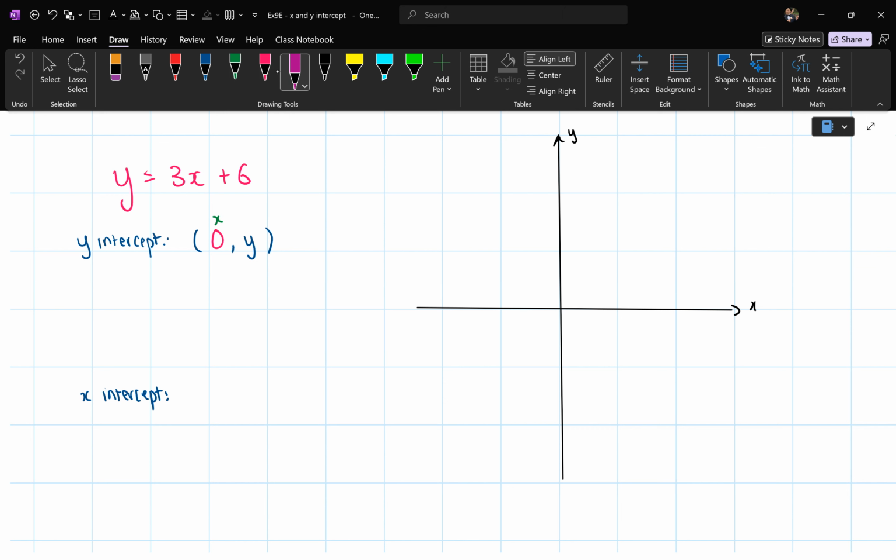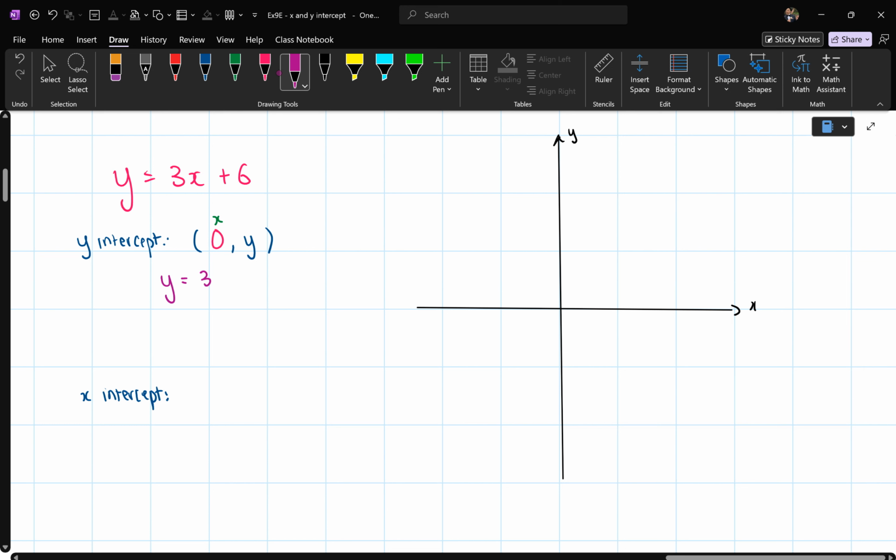Now, if that's true, then in your equation, y equals 3x plus 6, x is going to be 0. So y equals 3 times 0 plus 6, and you get y is equal to, well, 3 times 0 is 0, and 0 plus 6 gives you 6. What that means is when x is 0, y has to be 6, according to that rule. So you got the point 0, 6 already.